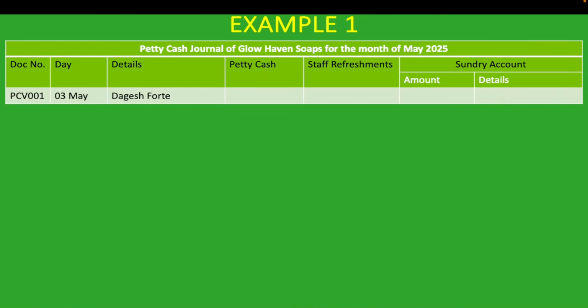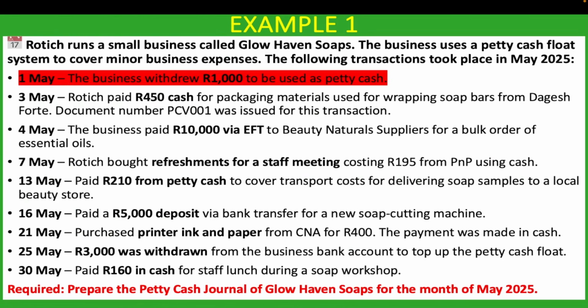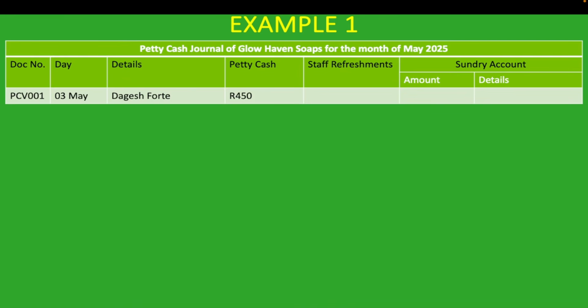And then what amount are we going to put under petty cash? Well, I hope you saw that. If you go back here, you can see Rotich paid 450 Rand. So that's what we're going to put under petty cash. And what was he buying? He was buying packaging materials. So let's go and put 450 Rand here.